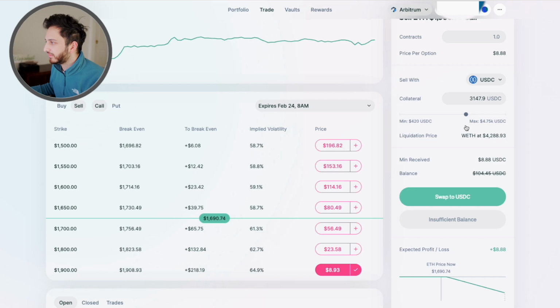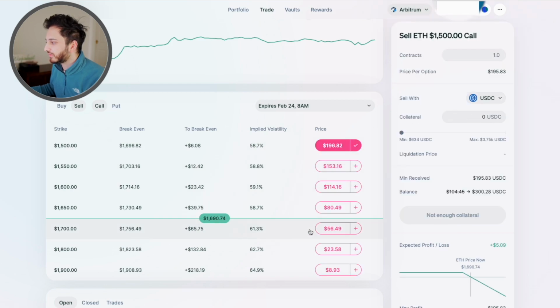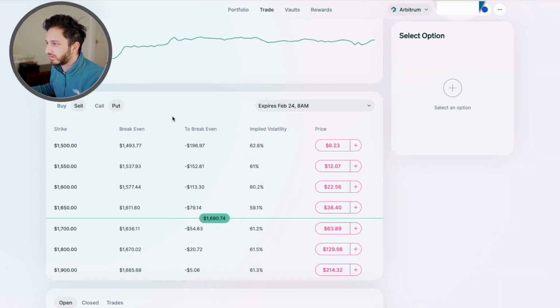So yeah, that can definitely help, but ultimately, if you're selling call options, you have to be careful, because your maximum loss is unlimited. So you really want to do this with safety. Your maximum profit is of course the premium that we have here. So you can choose a variety of different options here, but again, remember you have to provide USDC as collateral when you're selling calls or puts.